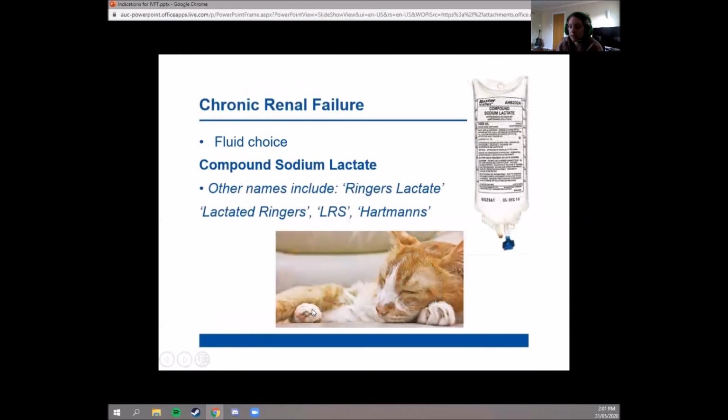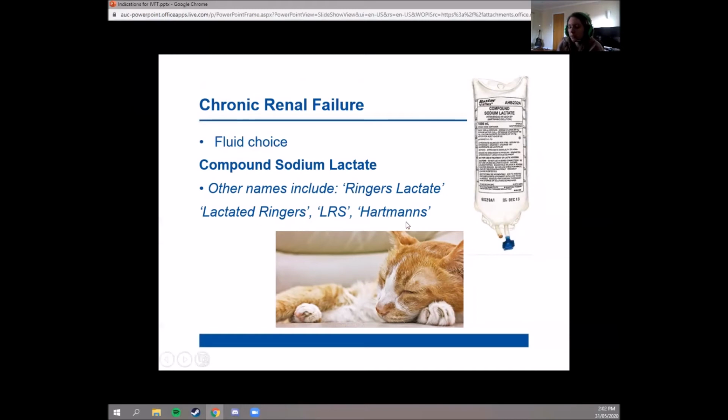So looking at another example, we have chronic renal failure. A fluid choice here for chronic renal failure might be compound sodium lactate, and we've just got a picture of that to the right. This fluid choice is known under many other names. It's known as Ringer's lactate, lactated Ringer's, LRS, and Hartmann's. And you'll hear me say Hartmann's quite a bit because I've been in clinic where vets have often been using that name over other ones.